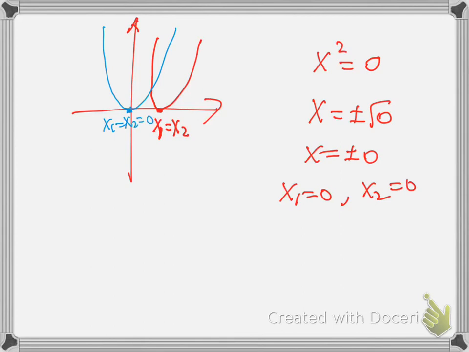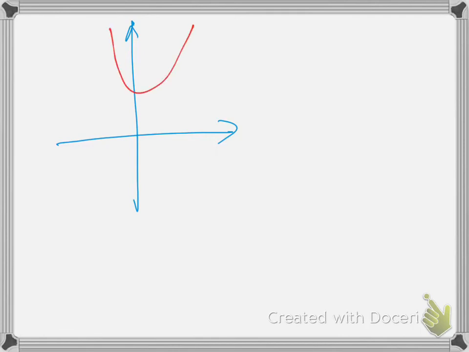Okay, so we have this special case. x1 and x2 are the same number, right? Another special case is no solutions. Some quadratic equations have no solutions, like this. Okay, you draw a U or N shaped parabola, open up or down, but they don't touch the x-axis. So in this case, no solutions.